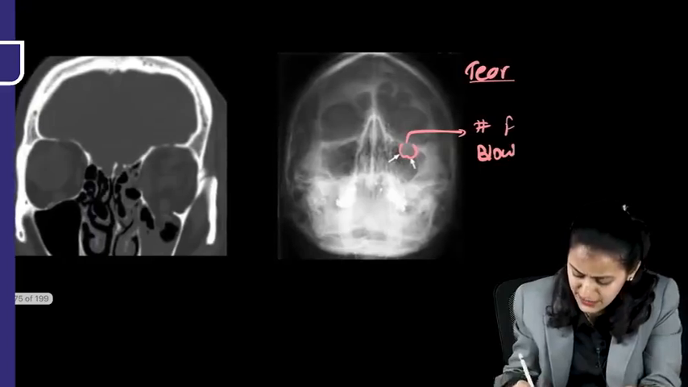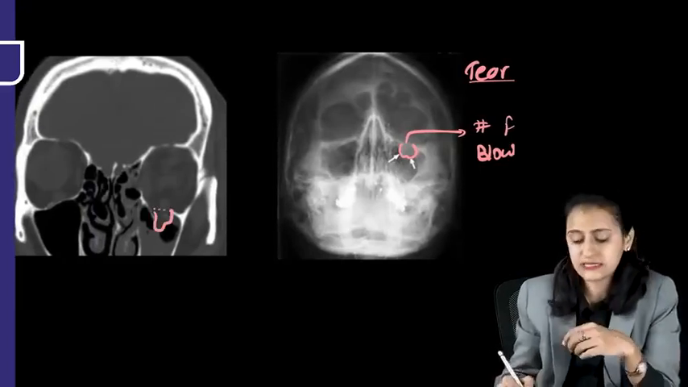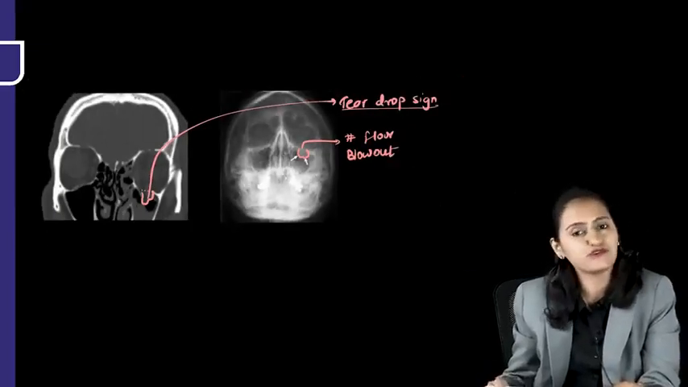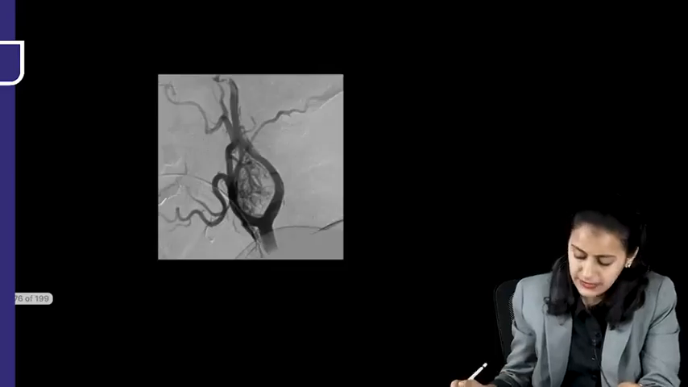Okay, that is called the teardrop sign. Look at the CT as well. The fracture here in the inferior wall, and through that the contents herniating out. That is the teardrop sign of the fractured floor of the orbit. That is blowout fracture. Next one.